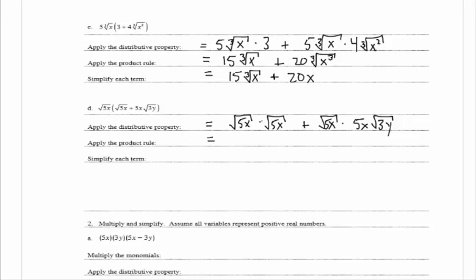So we have the square root of 5x times the square root of 5x, which is the square root of 25x squared, plus the square root of 5x times 5x times the square root of 3y is equal to 5x times the square root of 5 times 3 is 15, xy. And now we want to simplify each term. So our first term, we have two perfect squares inside the square root, so 25x squared becomes 5x, plus 5x square root of 15xy. There were no perfect squares inside this radical, so there was nothing to simplify in that term.